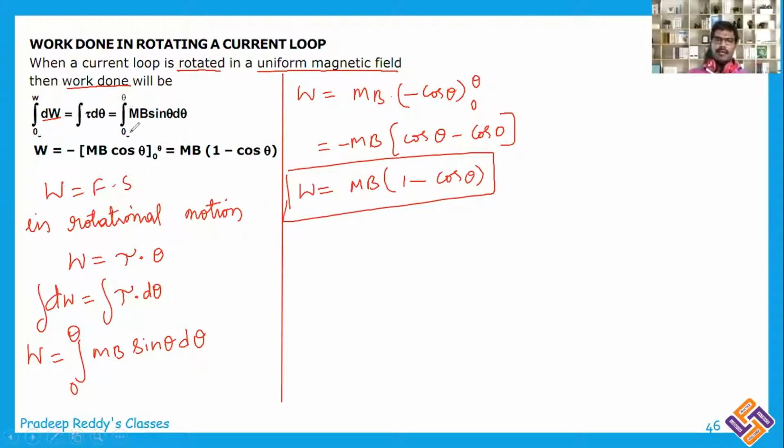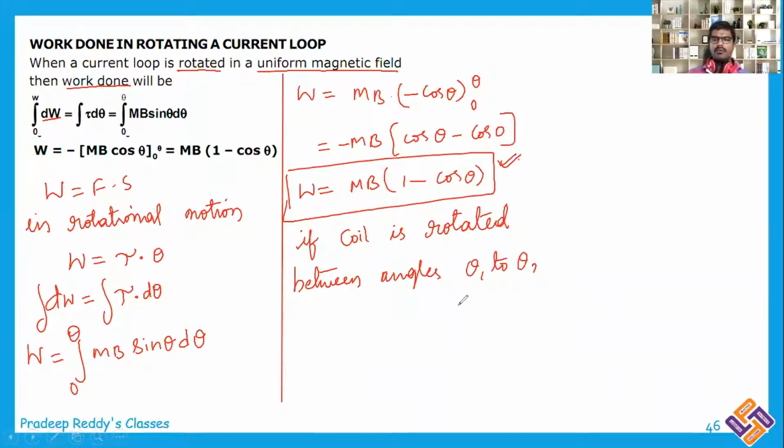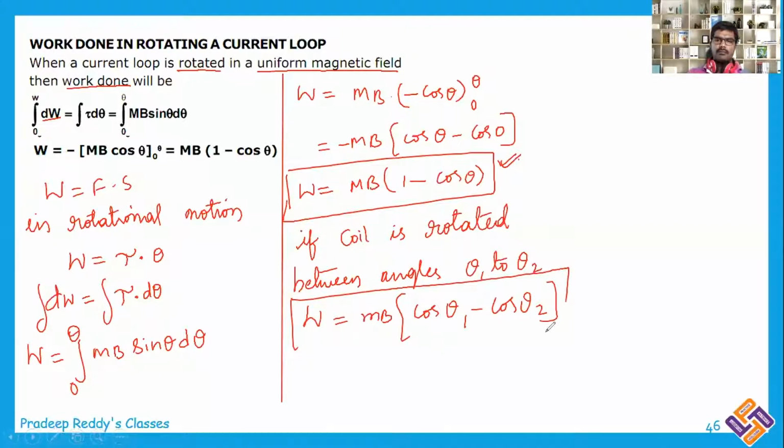If the initial angle is 0, then the net work done is this value. Suppose the coil is rotated between angles theta 1 to theta 2, then you can write W is equal to mB into cos theta 1 minus cos theta 2. Right?